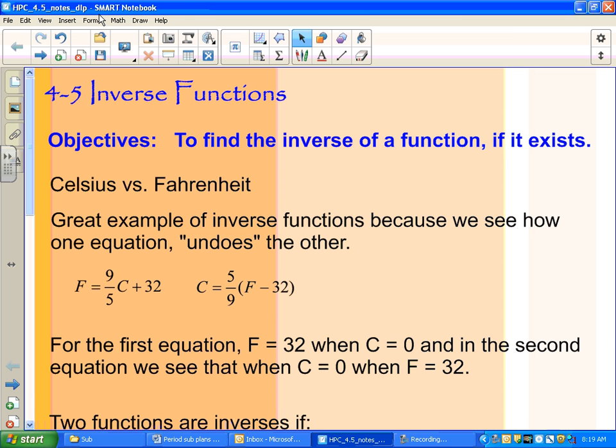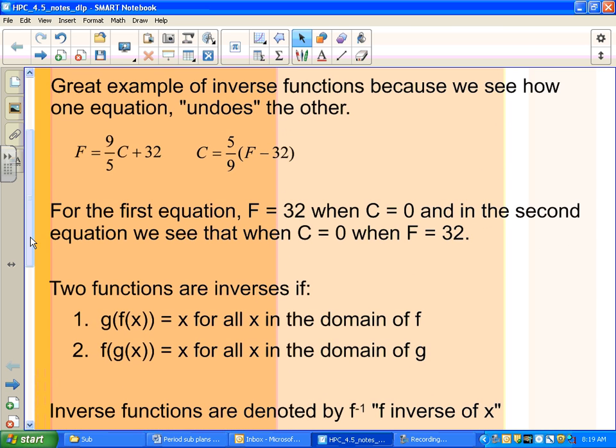A great example to talk about the concept of inverse function is looking at the equations we have for Fahrenheit and Celsius, the conversions between our two different degree systems. In the Fahrenheit equation, Fahrenheit becomes our dependent and Celsius becomes our control. And then in the converted formula for Celsius, we swap roles, and Celsius becomes the dependent and Fahrenheit becomes the control. So if we were to take the first equation and plug a 0 in for the control variable c, we would find that f would equal 32.